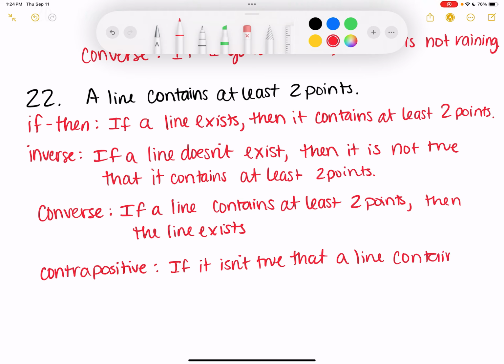What does contrapositive mean again? It's the inverse of the converse. So if it isn't true that a line contains at least 2 points, and if you want to abbreviate points like PTS to shorten it, you can do that. Then the line does not exist or doesn't exist.